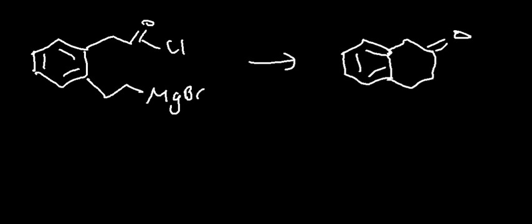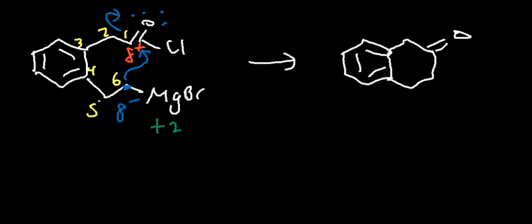So what we need to realize is that this carbon atom is partially negative because magnesium has a positive 2 charge. And this carbon atom is partially positive. So the partially negative carbon atom is attracted to the partially positive carbon atom, and so it attacks it. And then when that happens, the pi bond breaks, but the ring closes. So we have a 1, 2, 3, 4, 5, 6 carbon ring.